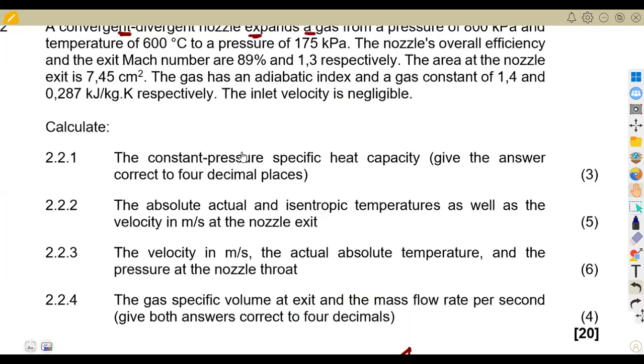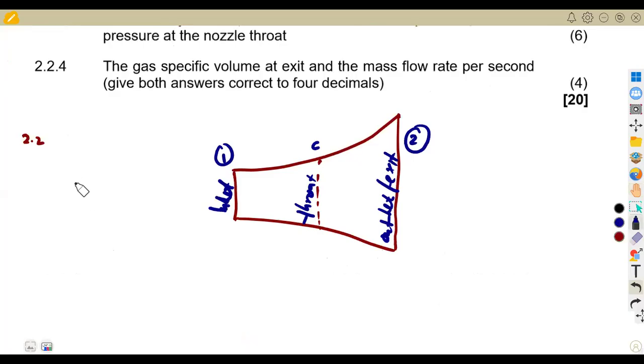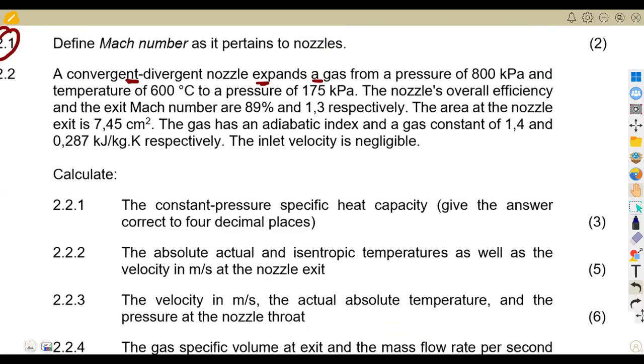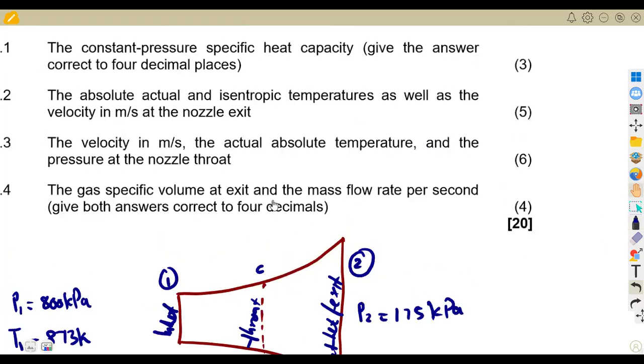So we are given the pressure when it is entering as 800, and the temperature 600 degrees Celsius. So P1 at the inlet is 800 kilopascal, and the temperature is 600. If we add 273, this gives us 873 in kelvins. Remember the conversion to kelvins. And also we are given the pressure at the exit, P2, which is 175 kilopascal.